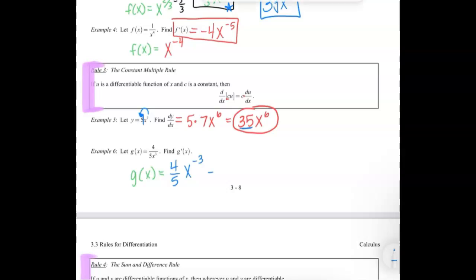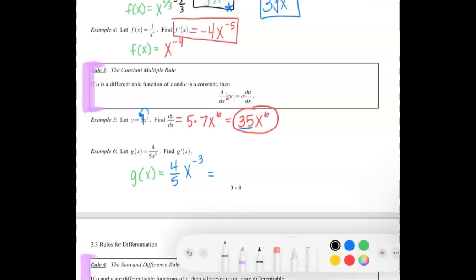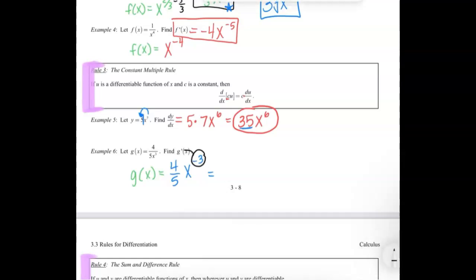And so now when we multiply this, or derive this, this negative 3 gets multiplied to the 4. Remember, that's like a negative 3 over 1. So then the 1 gets multiplied to the 5. And so this actually equals negative 12 fifths x to the, when we subtract 1, it will be negative 4.